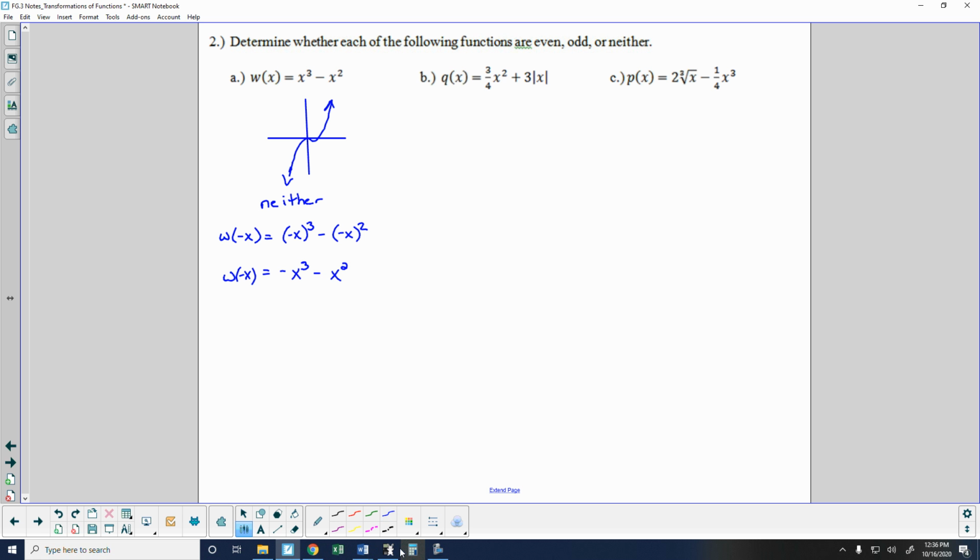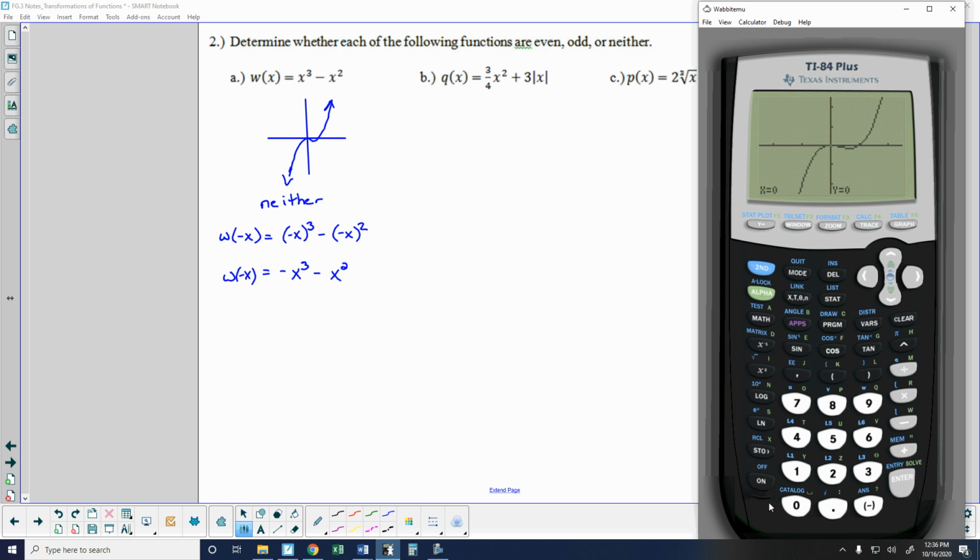Okay, so if you're doing it algebraically, if all of the signs switch, it's odd. If all the signs stay the same, it's even. And if something else happens, it's neither.